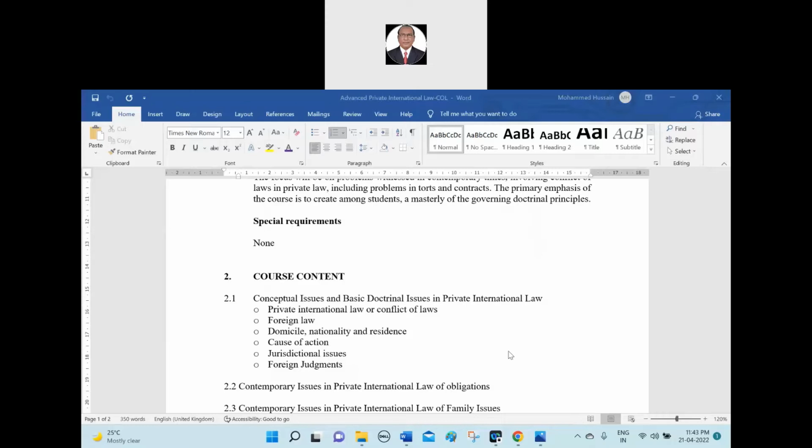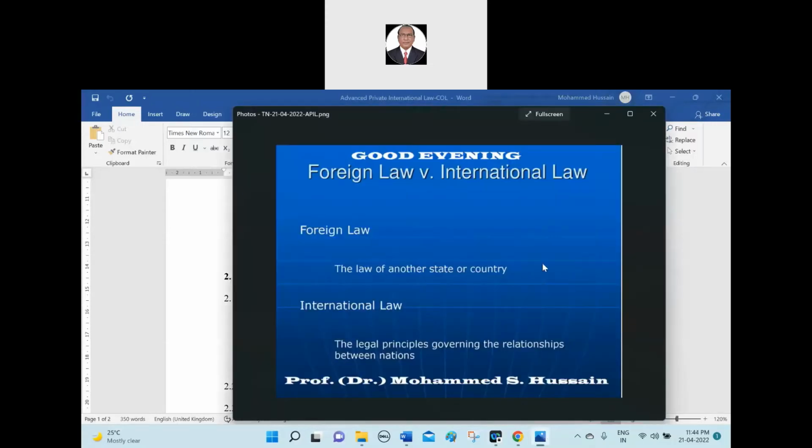Without wasting the time, let me come to the point of here. Could you read it, what I posted on the screen, please? Unmute and read. Foreign law versus international law. Go ahead.